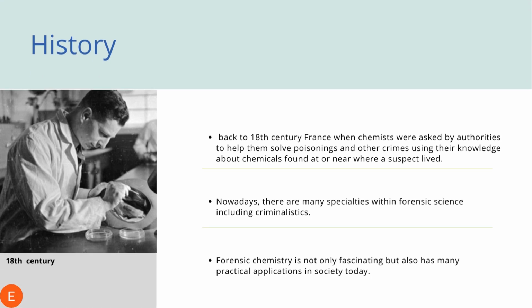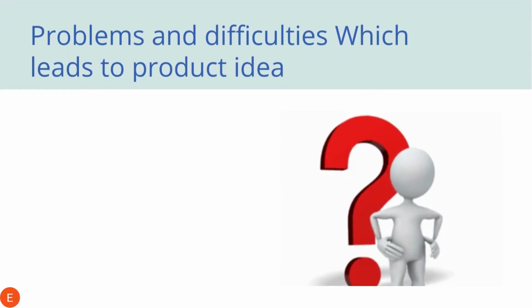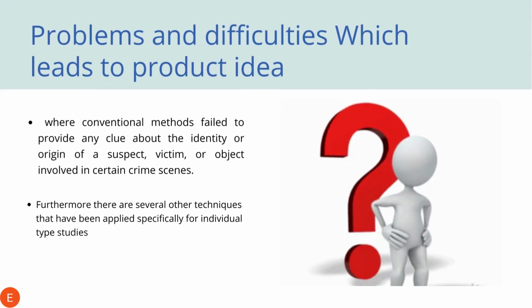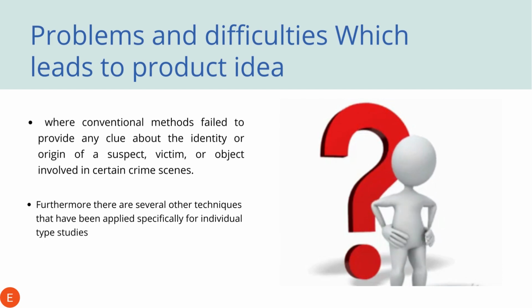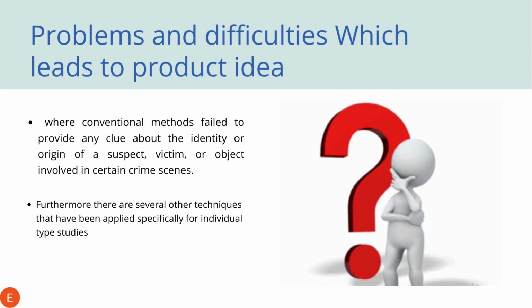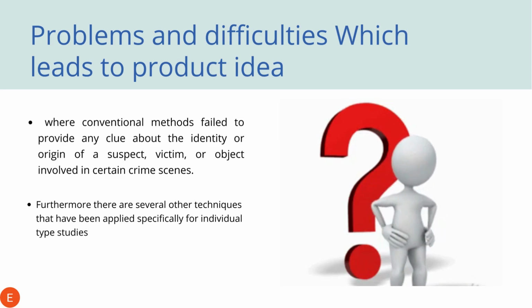The history of forensic chemistry goes back to 18th century France, when chemists were asked by authorities to help them solve poisoning and other crimes using their knowledge, where conventional methods failed to provide any clue about the identity of a suspect, victim, or object involved in certain crime scenes. So they needed a new idea to help them with that, and forensic chemistry was the best idea to deal with it.